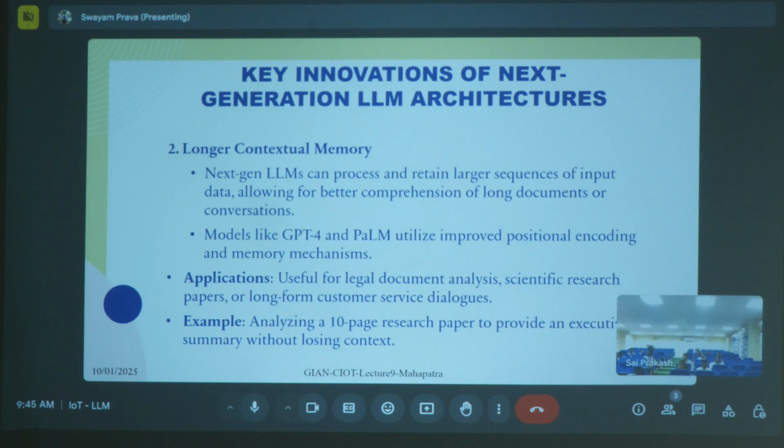So it can be useful for legal document analysis, scientific research papers, or long-form customer service dialogues. So again, an example of this would be to analyze a 10-page research paper to provide an executive summary without losing any context at all.